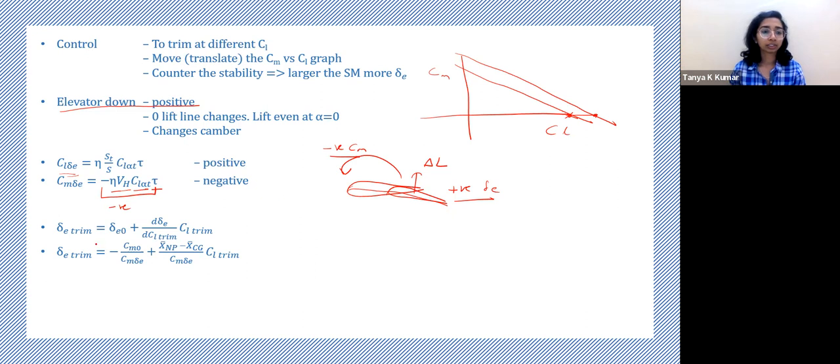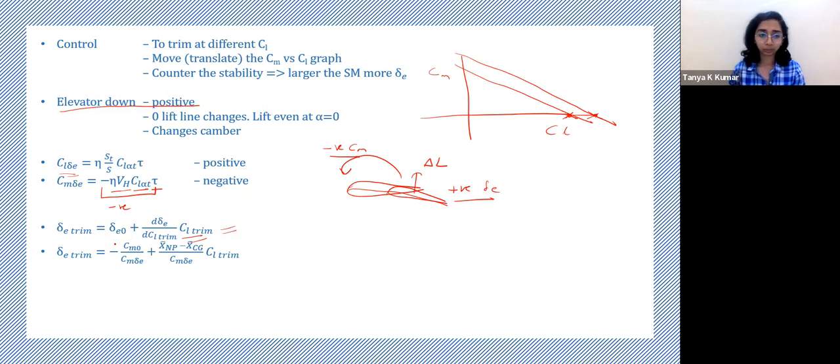Then we saw what the equation for delta E trim is, that is how much you need to deflect your elevator to trim the aircraft with different CLs. That is what I mentioned here. Initially, you're trimming at this CL, and then you want to trim it at a new CL. How much should we deflect the elevator to ensure that you trim your aircraft at the new CL? That is what this equation gives you.